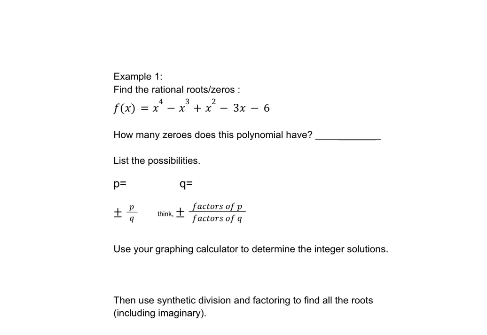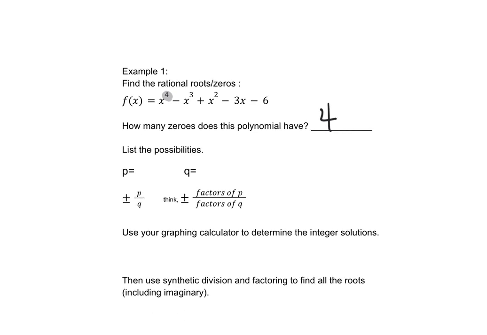Okay, so here we have a function, x to the fourth minus x to the third plus x squared minus 3x minus 6. How many zeros does this polynomial have? Well, the highest exponent is a 4, which means there are 4 answers that we're looking for. So we're going to list the possibilities. P, again, is the factors of the constant. In this case, the constant is 6, or negative 6. And then our lead coefficient, that number out in front, is just 1.